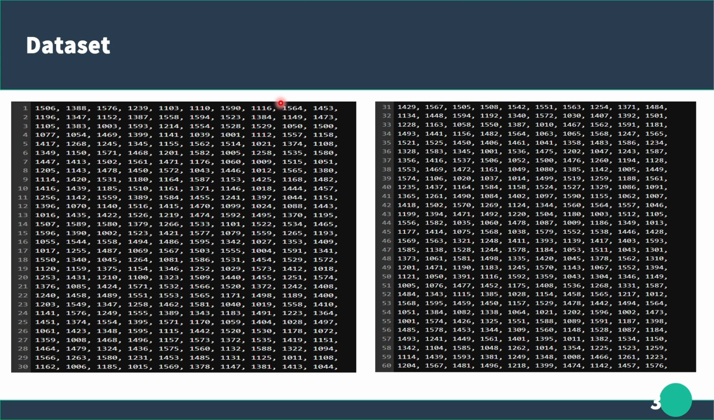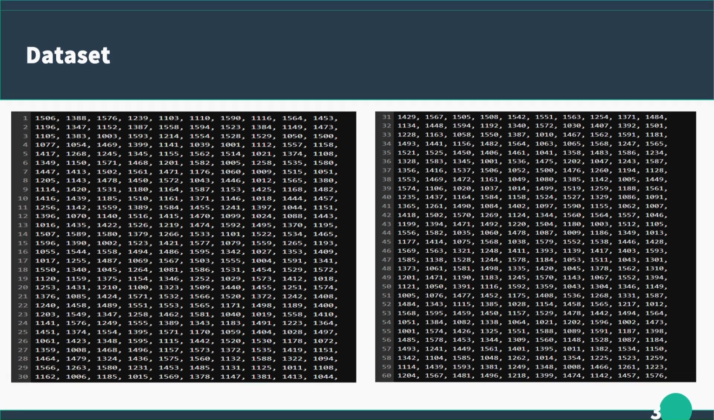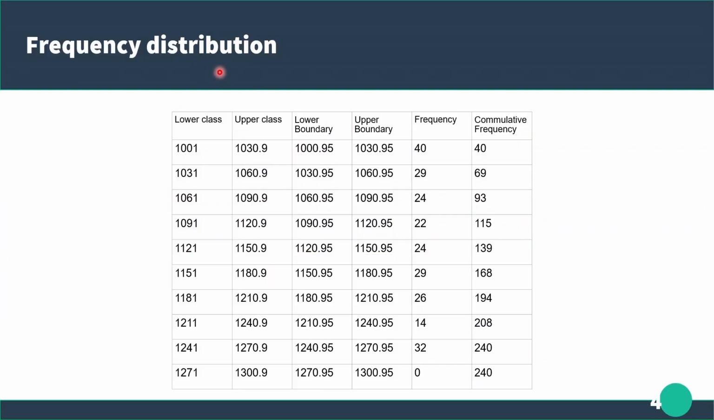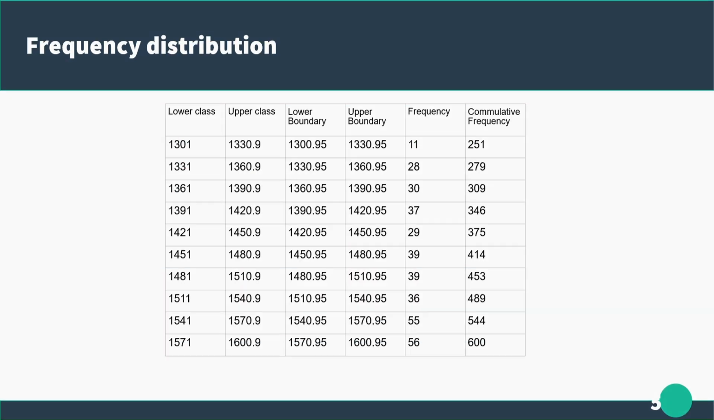As you can see in this slide, these are the 600 different values which are the production of the sugarcane in 600 acres. These values are expressed in maunds, which is a unit of weight, approximately equal to 40 kilograms. This is a frequency distribution table. Here we have the lower class, lower boundary, upper boundary, frequency, and the cumulative frequency. I have distributed these values into 20 classes, as you can see here.